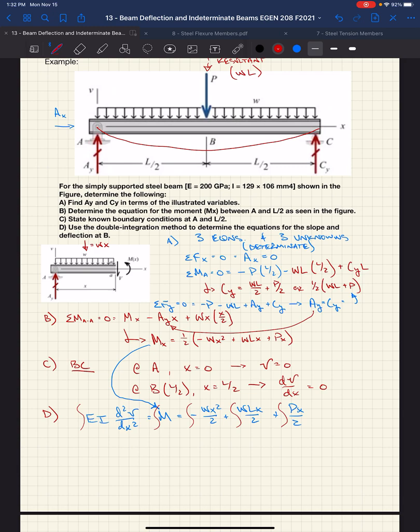Now we integrate. We're heading for an equation that has v and dv dx. We have d squared v dx squared. So we're going to integrate the first time and get an equation here that's EI dv dx equals, what's the first term?